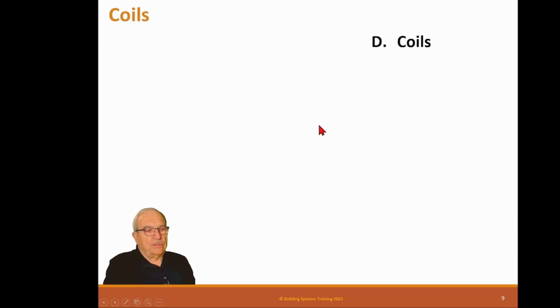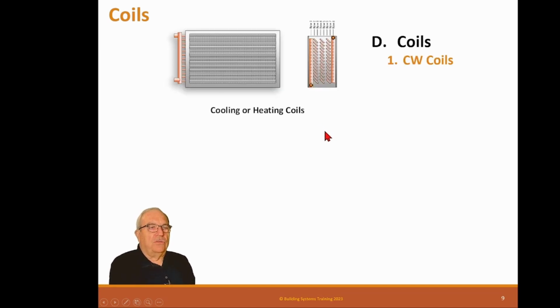All right, coils. We have lots of different coils used for different purposes. Chill water coils are basically a duct frame with tubes going through the coil, copper tubes with aluminum fins, and the fins are there to give it lots of area to transfer heat.